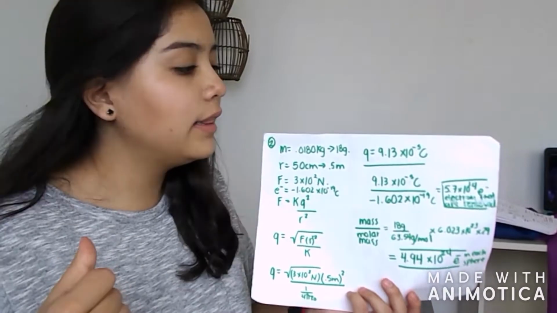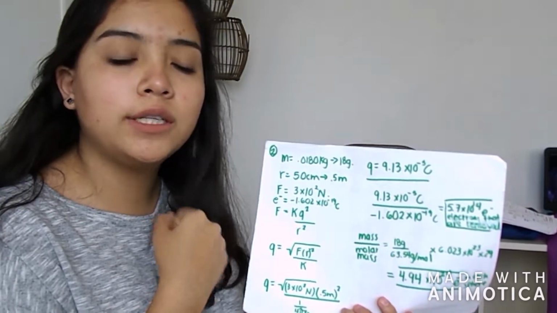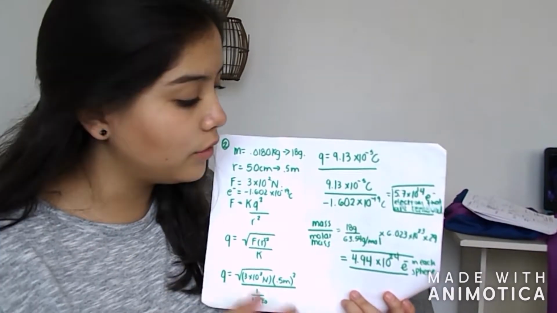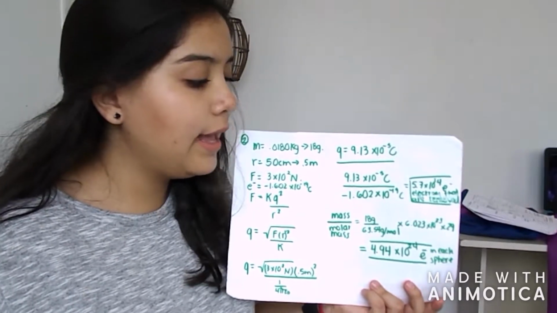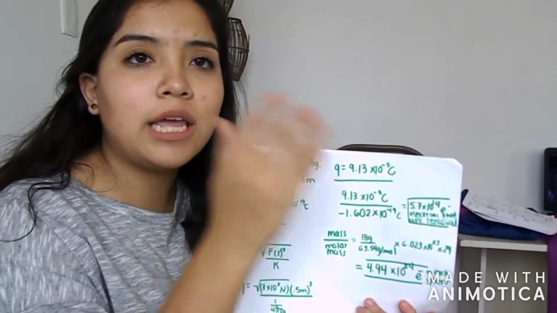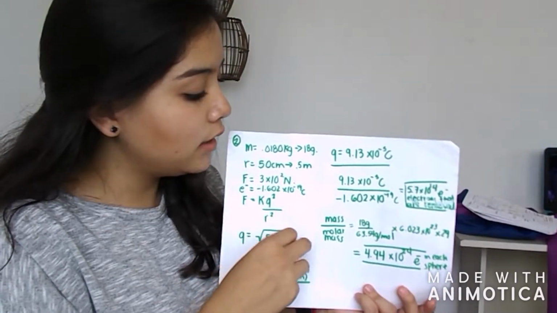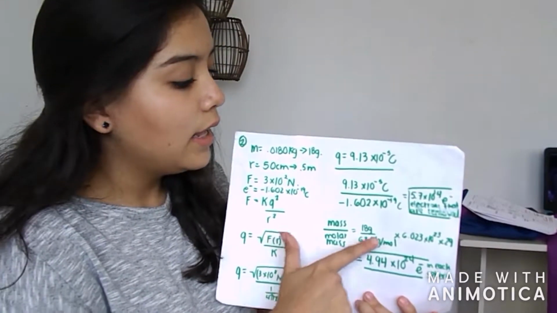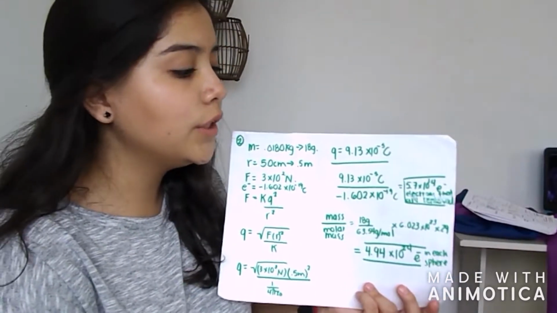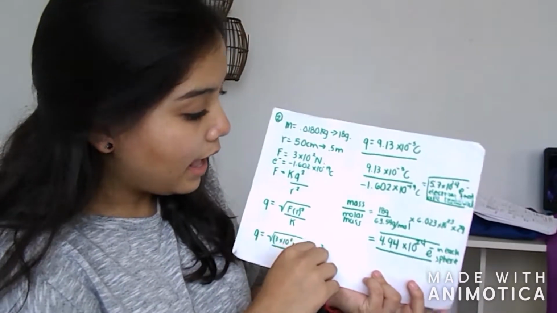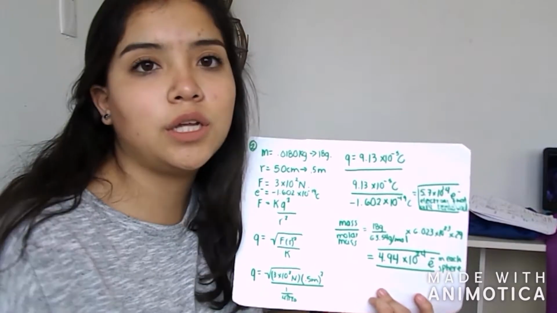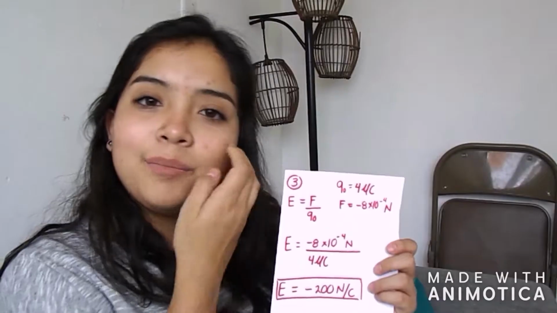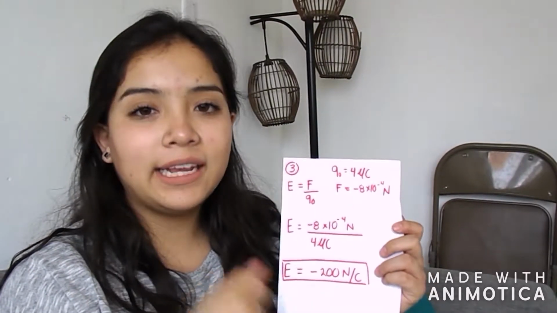Then we're going to divide the charge that we got over the charge of the electron in order to know how many electrons will be removed from one charge to another. Then in order to know how many electrons each sphere has, we're gonna divide the mass of the copper over the molar mass, times the Avogadro number, times the atomic number, and this will give us how many electrons each sphere has.